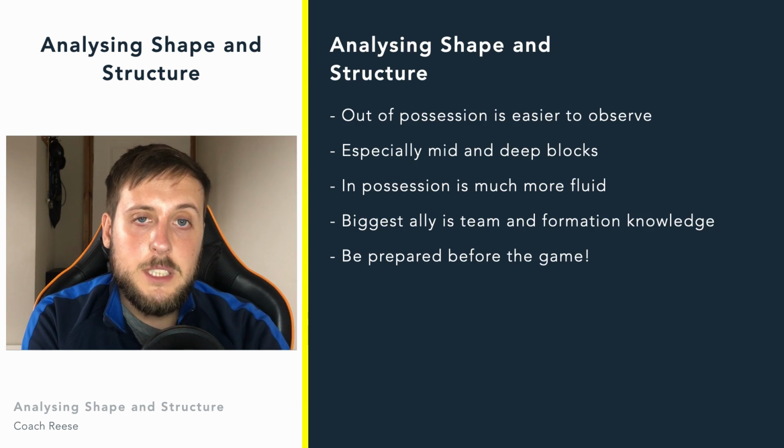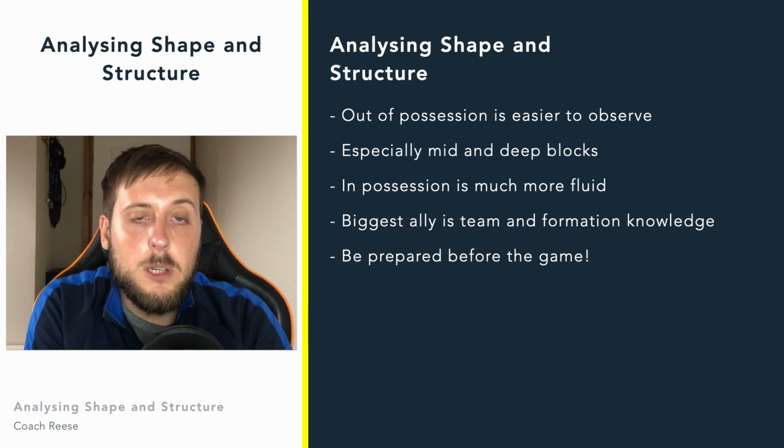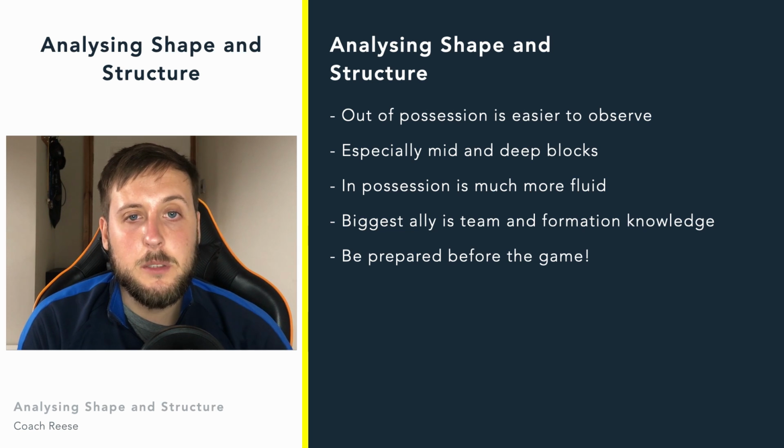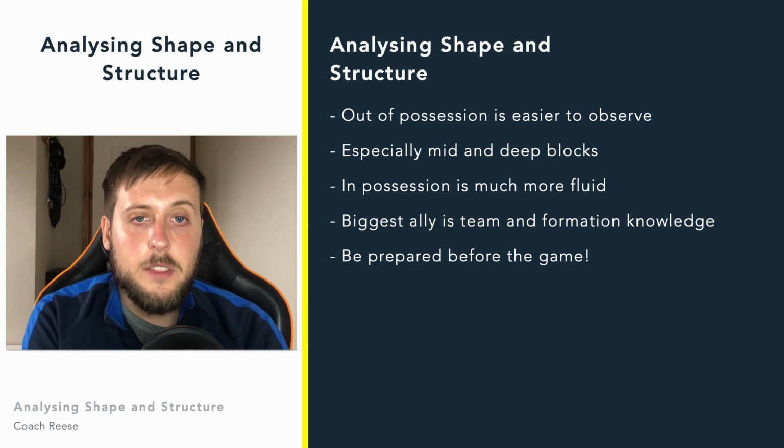So out of possession shape tends to be very easy to recognise, especially a mid and a deep block, because you will see that most teams' mid blocks, especially who are using a 4-3-3 or a 4-2-3-1, will look very similar. So you'll find that most of the time their mid blocks will resemble a 4-4-2. Deep blocks might also be a 4-4-2, or it might be a 4-5-1. That tends to be a common trend across teams.